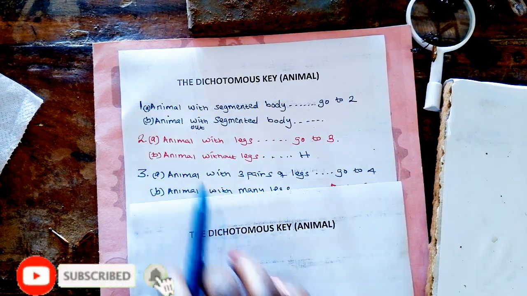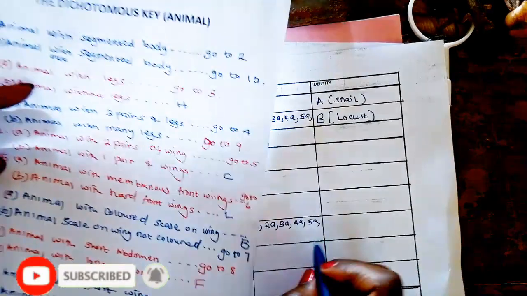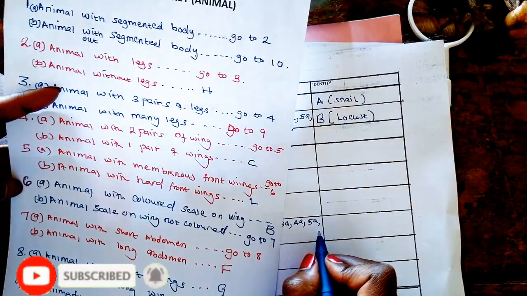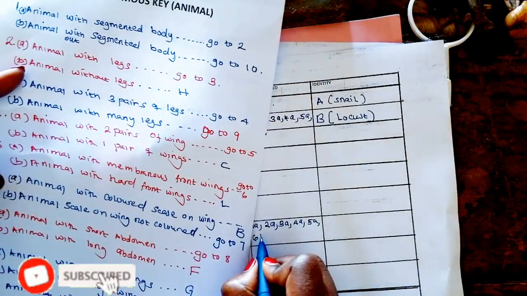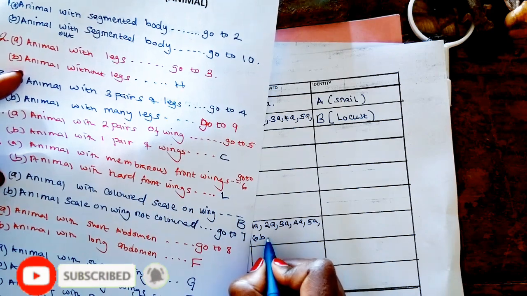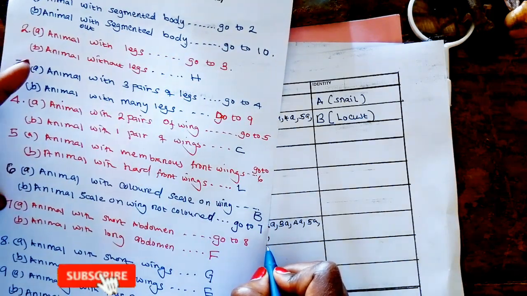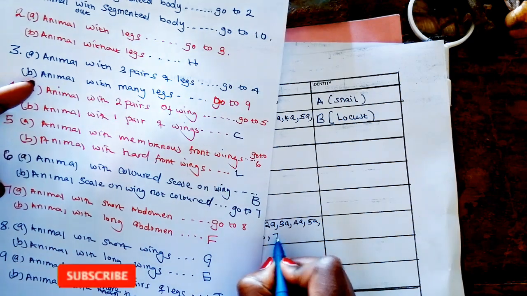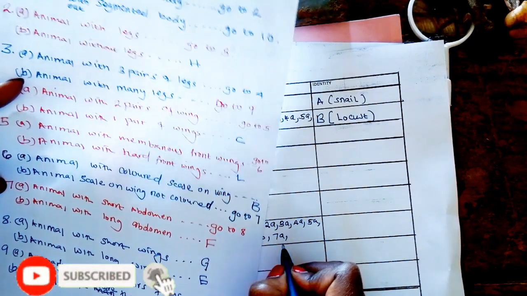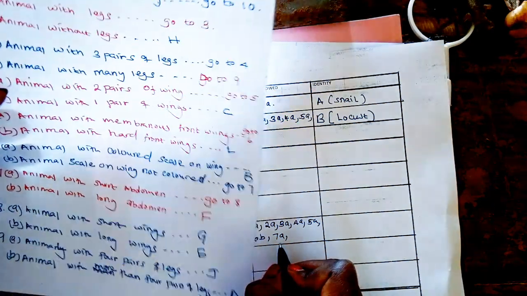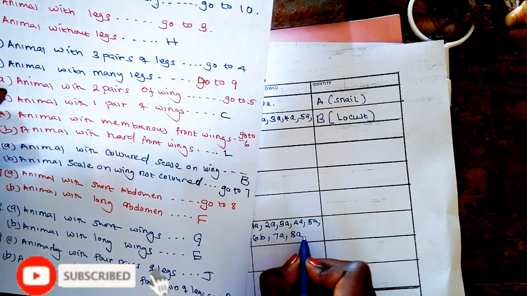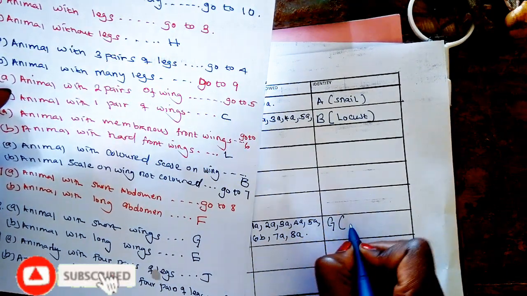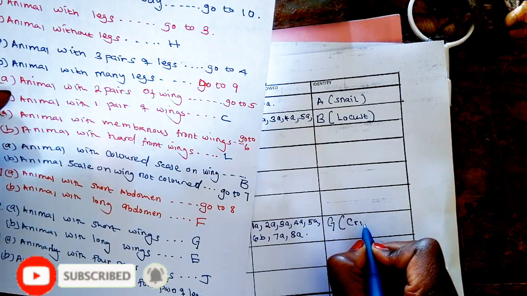So, animal, go to 6. When you go to 6, it shall be 6B, eh? 6B. Then go to 7. We shall go to 7A. Then go to 8 to arrive at our G. This is G, and it is cricket.